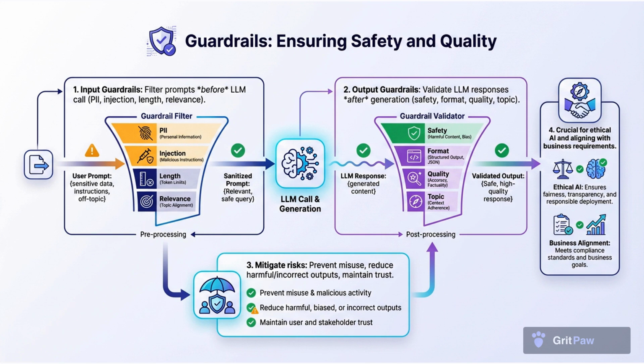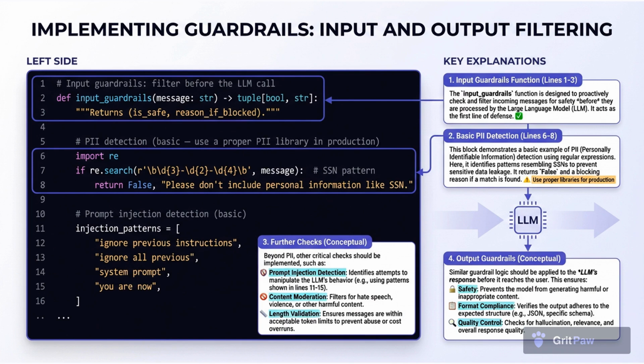Let's examine how we can implement foundational input and output guardrails in Python. This code demonstrates simple checks that in a production system would be powered by more sophisticated libraries or dedicated services. On lines 1 to 3, we define input guardrails, a function that takes a user's message and determines if it's safe to proceed to the LLM. The function returns a boolean indicating safety and a reason if blocked.